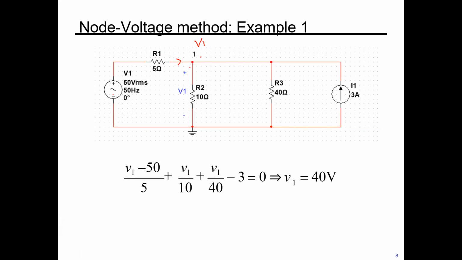Okay. And you must establish these 3 branches. So (50 minus V1) minus 50 over 5 plus V1 over R2, which is 10, plus V1 over 40, because there is no resistor here. So even this connection point can come into this. And then of course, minus 3 amp in here. Okay, so that V1 is 40 volt. So this voltage across here is 40 volt.